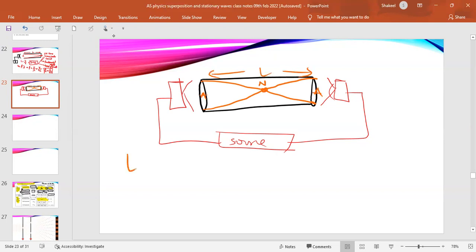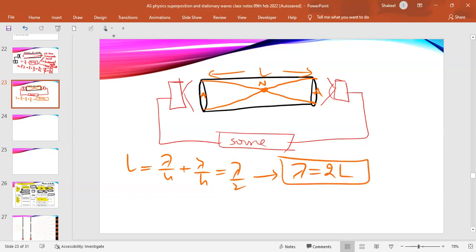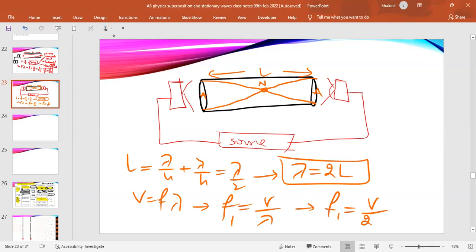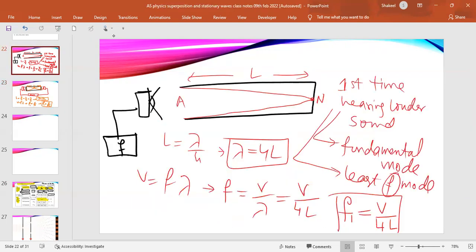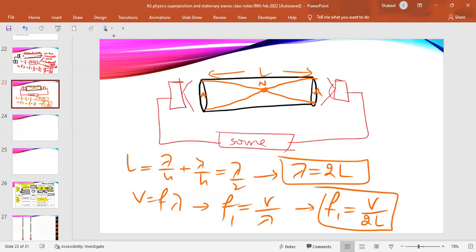So then you say this length is equivalent to lambda by 4 plus lambda by 4. This is lambda by 2, and from there lambda is 2L. And then again you say V is F lambda and F is V by lambda. So the first harmonic frequency is V by 2L. So in the closed-ended pipe, it was V by 4L, and in the open-ended pipe, it is V by 2L.